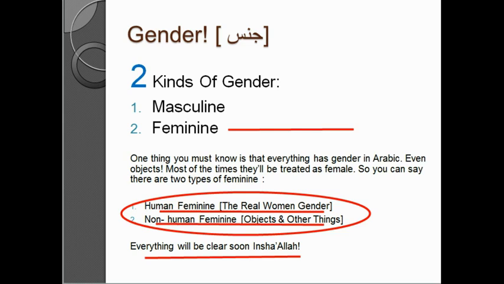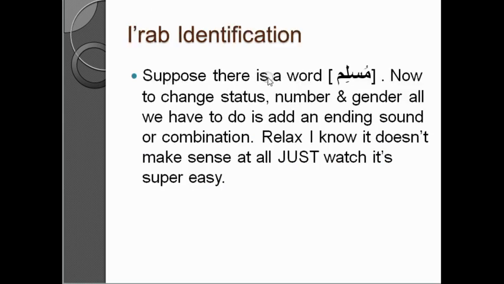So this is Arabic identification, and suppose there's a word called Muslim. Okay, you did notice that we are not using the jazm or sukun because you don't need them. You know this word Muslim, so you don't need them. Now, to change the status, number, and gender, all we have to do is add an ending sound. Now, what on earth is an ending sound? We'll see. Or combination. Sound means one letter, and combination means multiple letters. Relax, of course. I didn't add the exclamation mark. Let me do it now. Relax. I know it doesn't make sense at all. Just watch. It's super easy.